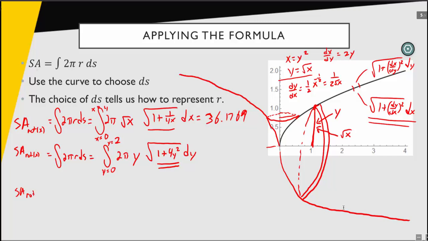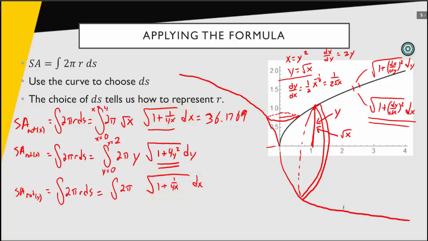Surface area rotated about the y-axis, same starting point, 2 pi r ds, and once again I can choose how I want to represent ds. So if I wanted to, say 2 pi, and I wanted to use the square root of 1 plus 1 over 4x, dx representation, because remember, my surface, or my arc length slice, that's not going to change regardless of which axis I rotate about. That's going to be the same. And so if I want to represent in terms of x, here's the expression.